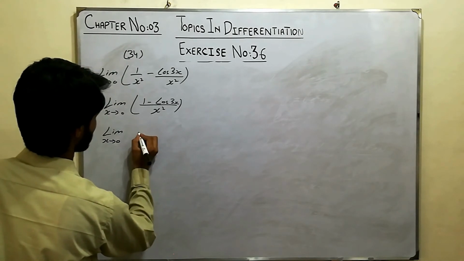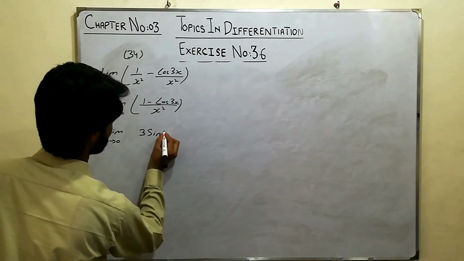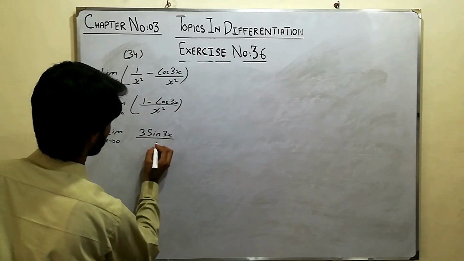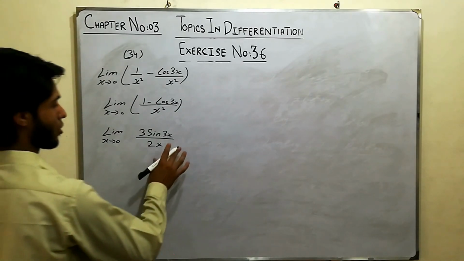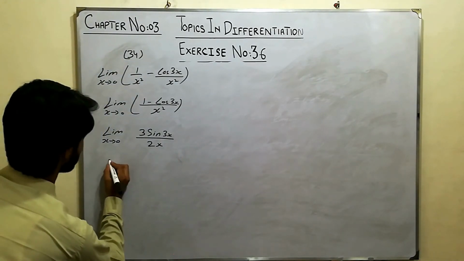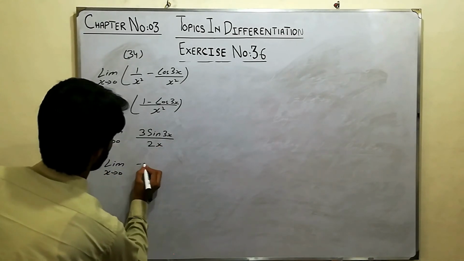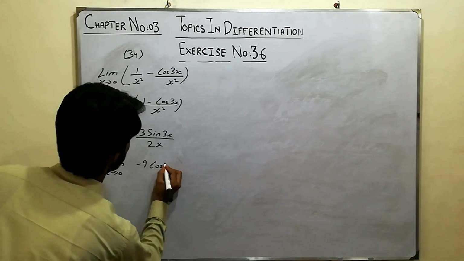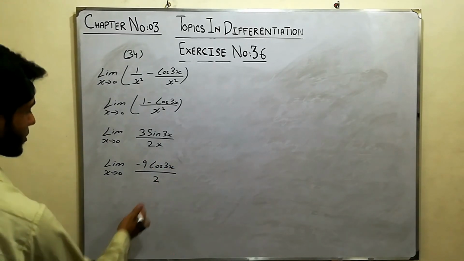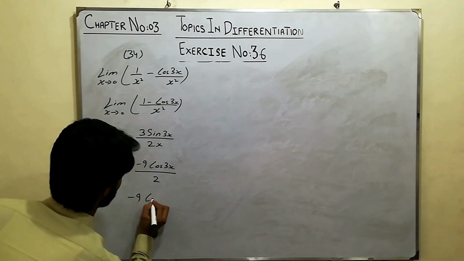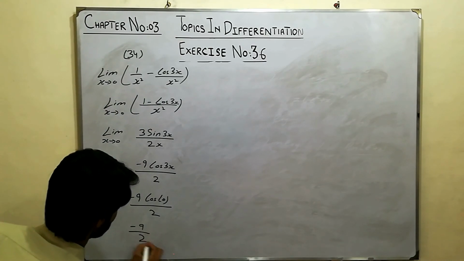Take derivative, we have 3 sine 3x divided by 2x. If we put the limit, we again have the form of 0 by 0. Now again take derivative. We have limit x approaches to 0 of 9 cos 3x divided by 2. Now if we put the limit in that function, we have 9 cos 0 divided by 2. So 9 by 2 is our answer.